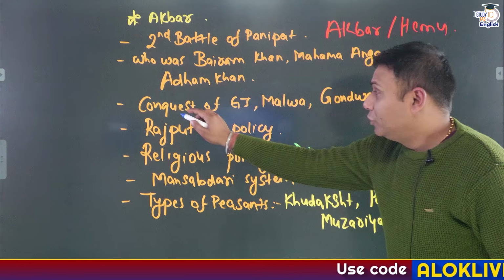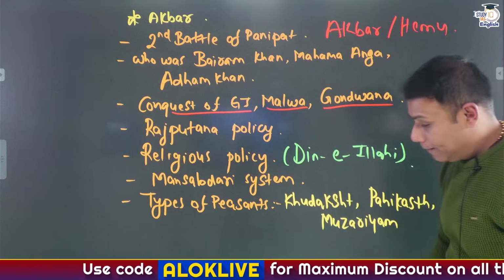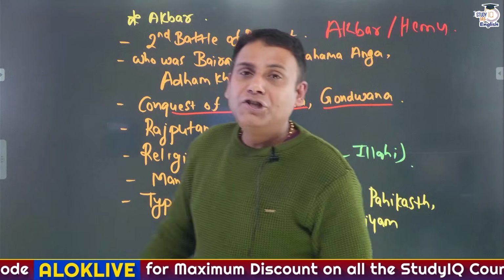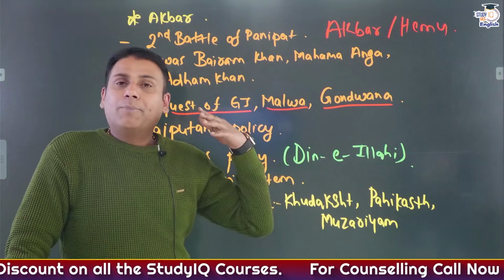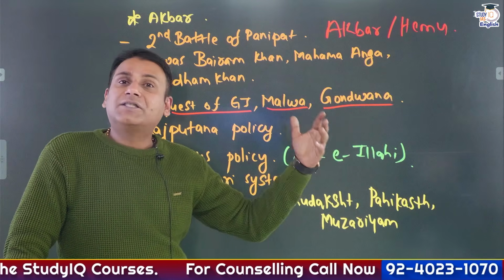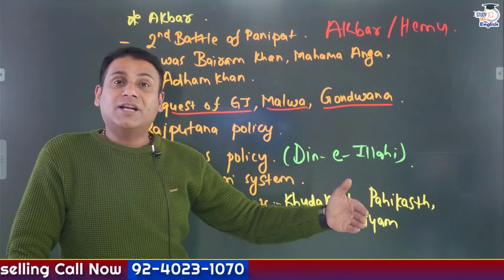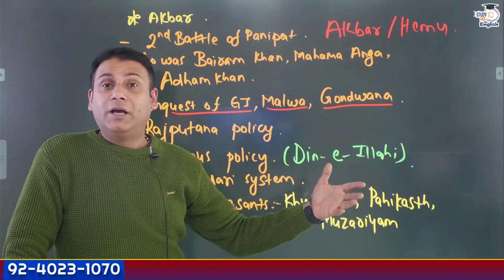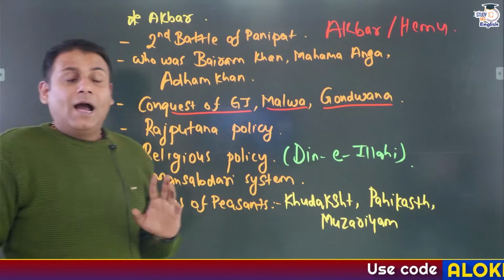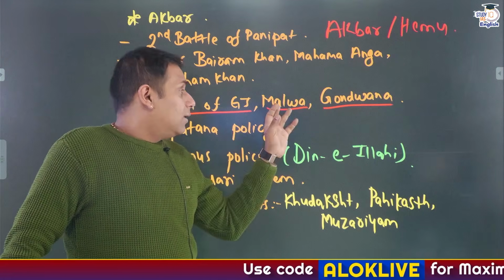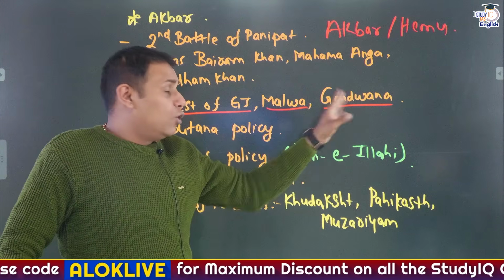Then Akbar's policy of conquest of Gujarat, then Malwa and Gondwana. When Akbar conquered the region of Gujarat, he constructed a new city called Fatehpur Sikri, which is approximately 65 to 70 kilometers from Agra. Apart from this, Buland Darwaza was constructed on the gateway of Fatehpur Sikri to commemorate his victory over the region of Gujarat. And specifically, he conquered the region of Malwa from Baz Bahadur, then Gondwana.